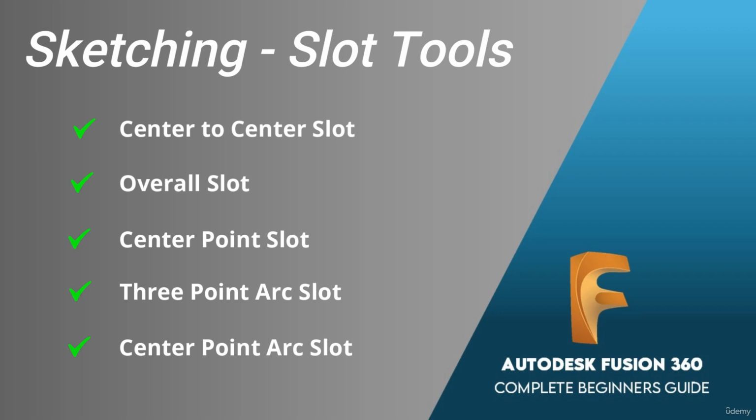In this lecture, we'll learn about the various types of slot tools and how we can use them. So there are 5 variations of the slot tool. These are the center to center slot, the overall slot, the center point slot, 3-point arc slot, and the center point arc slot. So let's take a look at each one of these.